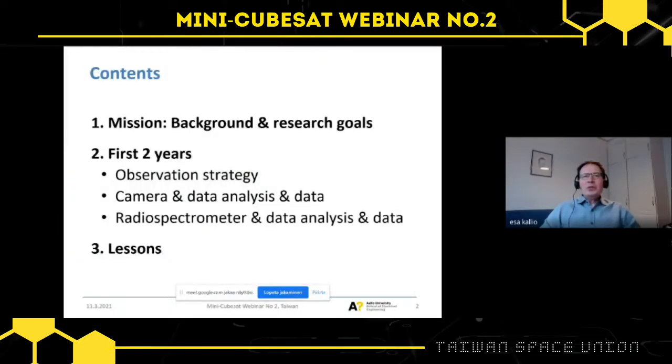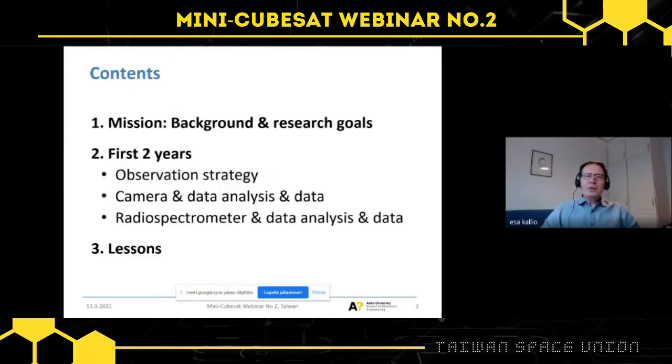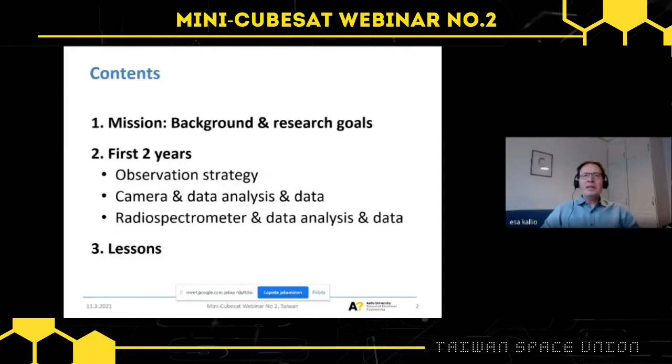So first, background, research goals, 2 years. Then I will tell about our two payloads, research payloads. One is the camera, and the second is the radio wave instrument, a radio spectrometer. I will introduce those instruments, show a little bit of the data, and also mention what kind of tools we have developed to analyze the data, and then briefly some lessons we have learned.